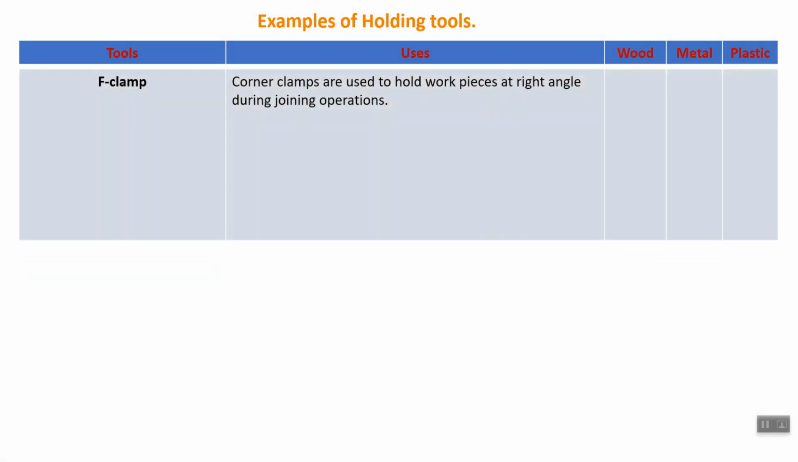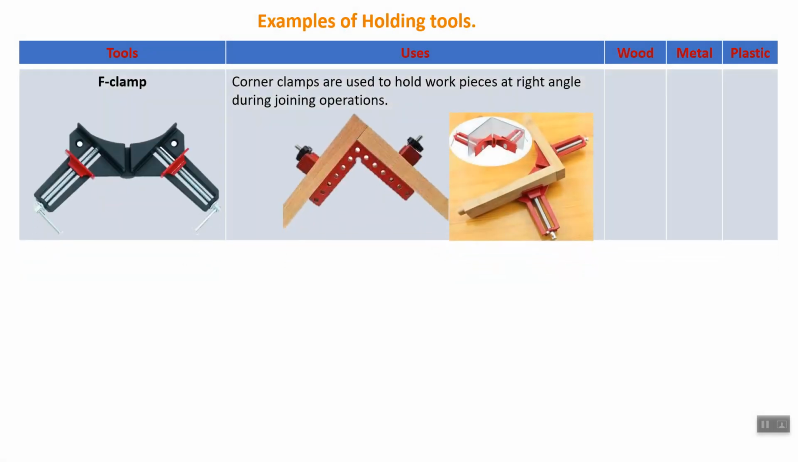Then we have also the F, sorry, it's not the F clamp, it is called the corner clamps. So the corner clamps are used to hold workpieces at right angle during joining processes. As we can see, the materials are perfectly at right angle when they are joined together. So it is used onto wood and plastic, okay, not onto metals.